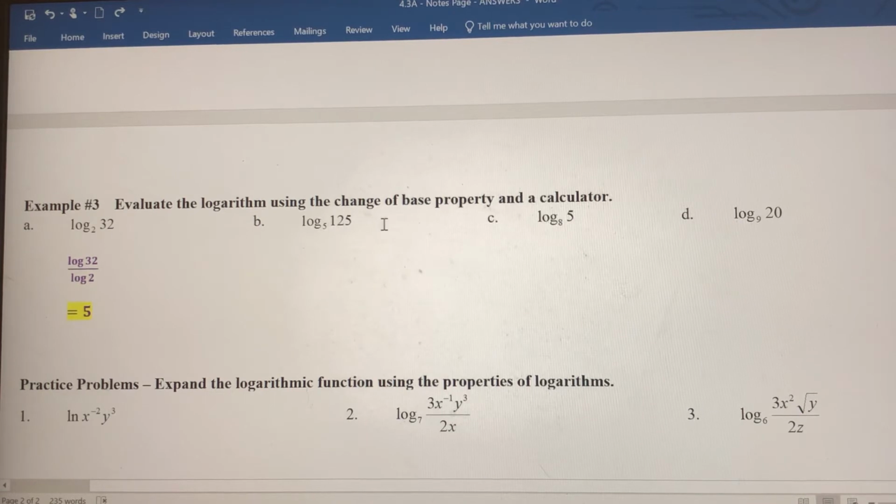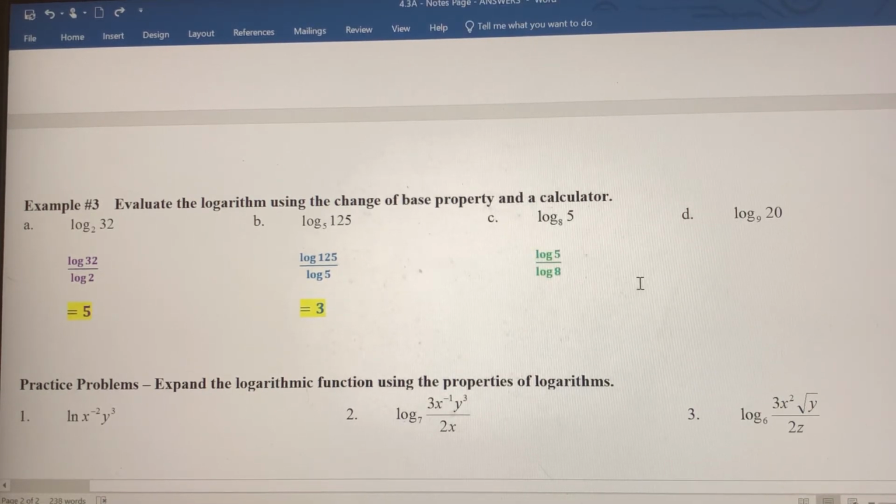Log base 5 of 125. Use the change of base. So log of 125 over log 5. And hopefully you know this without using a calculator. 5 to the 3rd power is 125, so this has a value of 3. I'm not going to show you that one on a calculator.